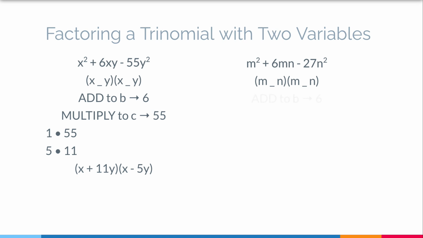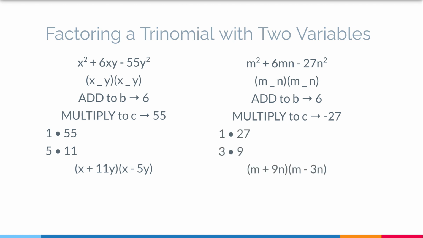So we're looking for two numbers that add to 6 and multiply to negative 27. So the factors of 27 are 1 and 27, 3 and 9, and that's it. So what combination will give you positive 6? Well, that's going to be positive 9 and negative 3. So m plus 9n times m minus 3n. So it's almost using the template and then pretending the variables aren't there anymore, and then using the add to b multiply to c trick that we already knew from 8.5.